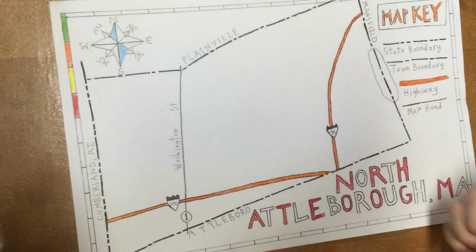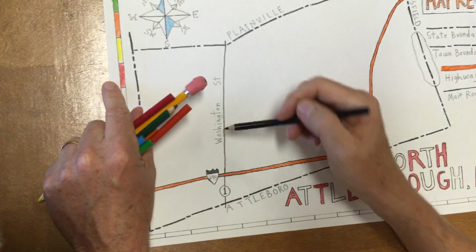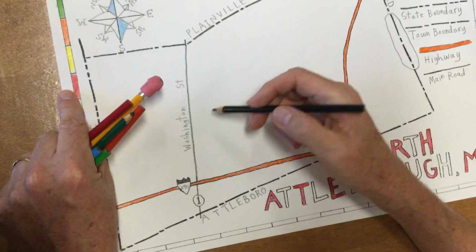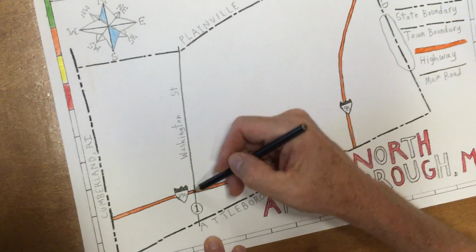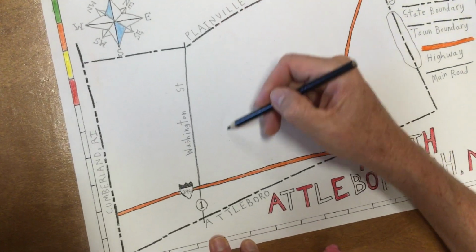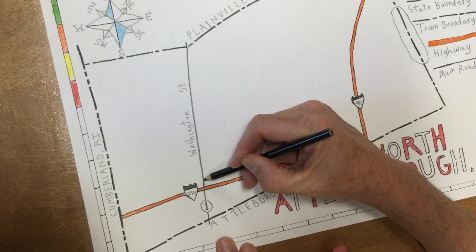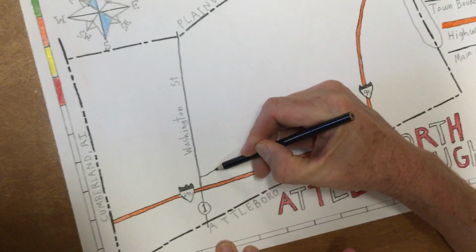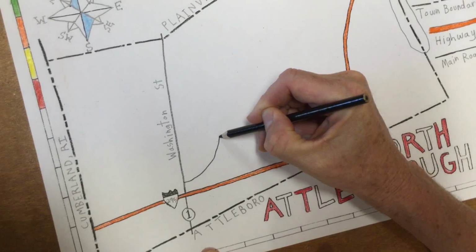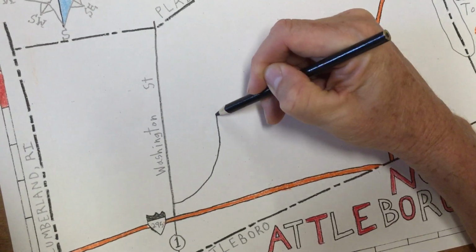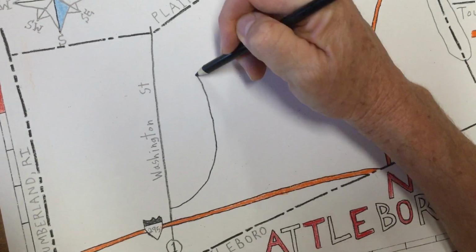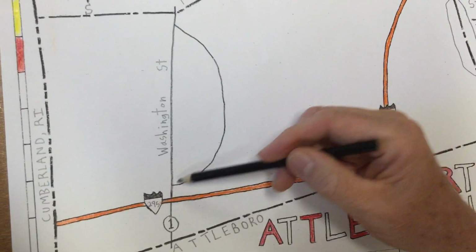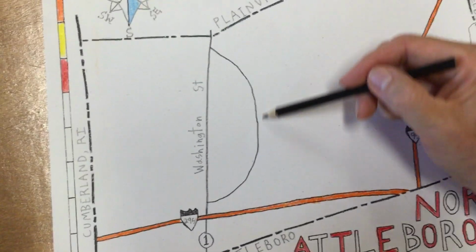Now, the second one shares the name Washington Street. It's called East Washington Street, so it's east of Washington Street, and it forms a bow, almost like a bow and arrow. So I'm going to start right about here and bring it out a little ways, and then bring it up and then back again. So it's got that curved shape to it.